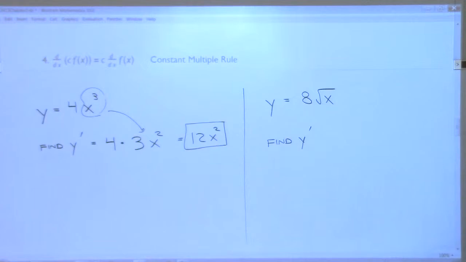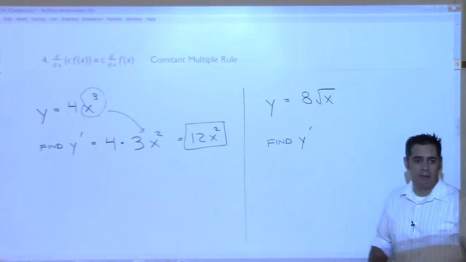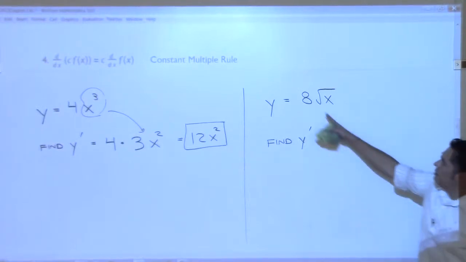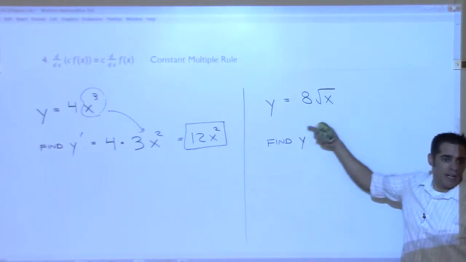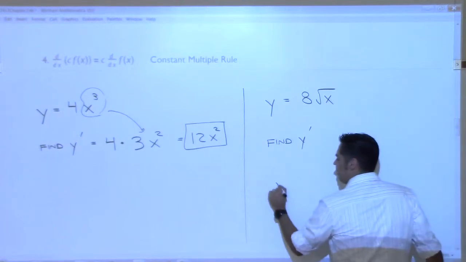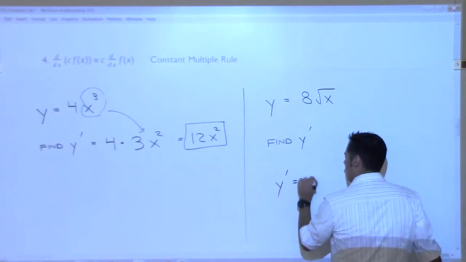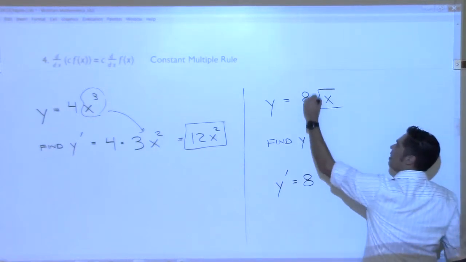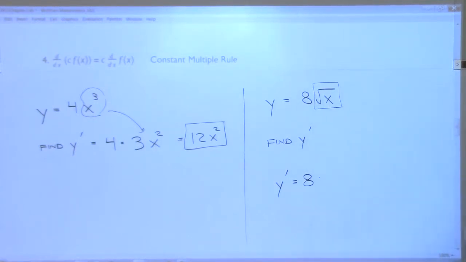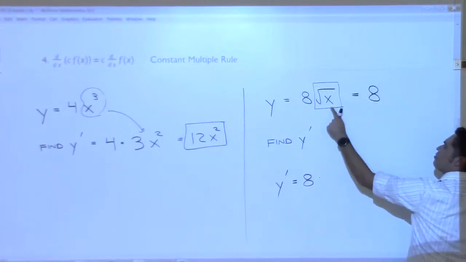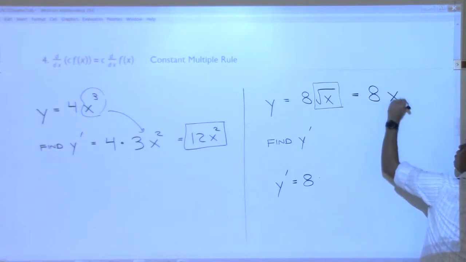You have 8 in front of the square root of x, right? And I want the derivative. So the 8 is being multiplied times this. So when I take the derivative, the 8 is coming for the ride, right? So I already know that my derivative is going to have 8 sitting there. Now I have to look at this and take the derivative of that. So it might be worth it for you to see if you can take the derivative of that. That's the same as what? X to the 1/2, right?